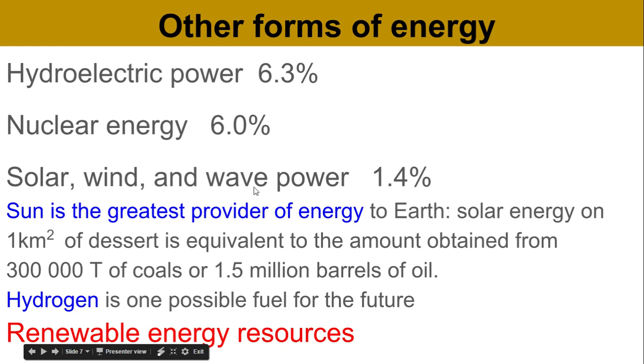These are the renewable sources, and these are the ones that we haven't tapped almost at all. The sun is the greatest provider of energy to Earth. Solar energy on 1 square kilometer of desert is equivalent to the amount obtained from 300,000 tons of coal or 1.5 million barrels of oil. So there is enormous energy in the sun, and this is the future. And hydrogen is one possible fuel for the future.